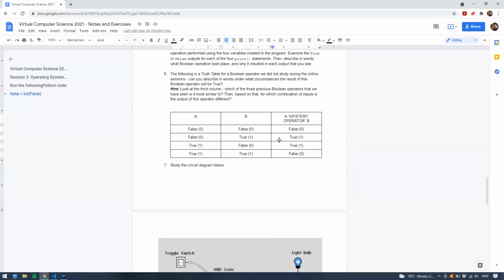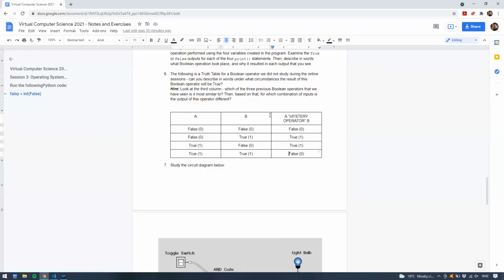It seems to be, well, I won't even say it yet. Let me dive in a bit further. I did say in my hints, look at the third column. Which of the three previous Boolean operators that we've seen is this most similar to? Every Boolean operator, so discount the NOT operator because the NOT operator only works on one input. So we really only want to think about either the AND operator or the OR operator.